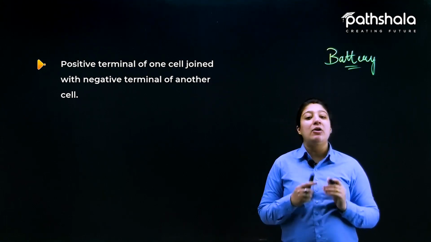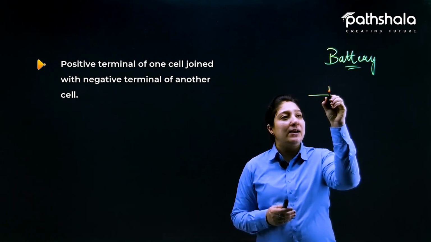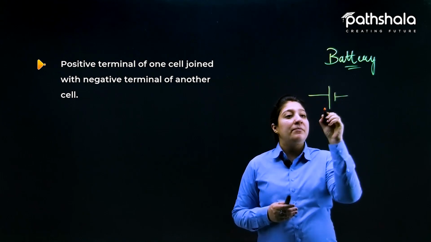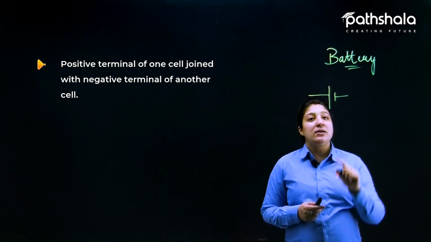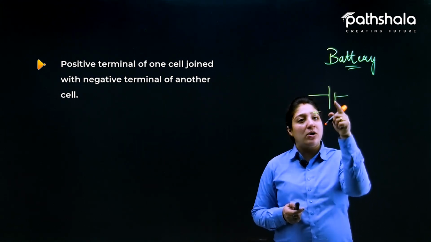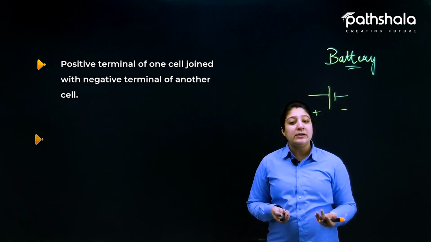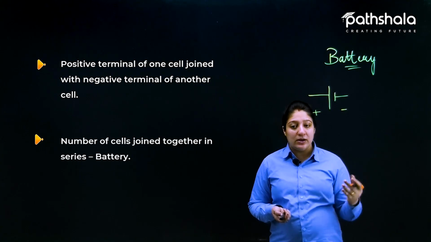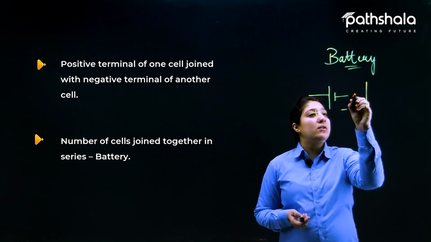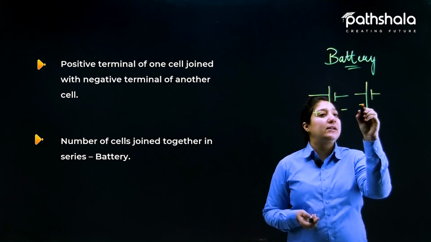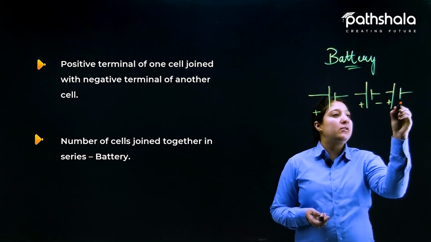Now understand here how the connections are made. As we have already seen, the cell is represented by this symbol. The bigger line in the symbol represents the positive side, and the smaller line represents the negative. Now, when we are going to make the diagram of a battery, what I am going to do is join a number of cells together. Like this is another cell, then we have another cell, like that. Many cells are given to you.